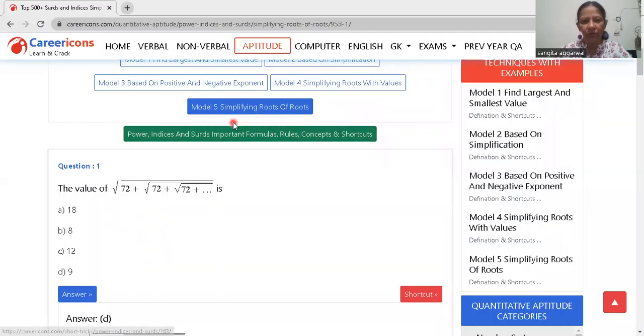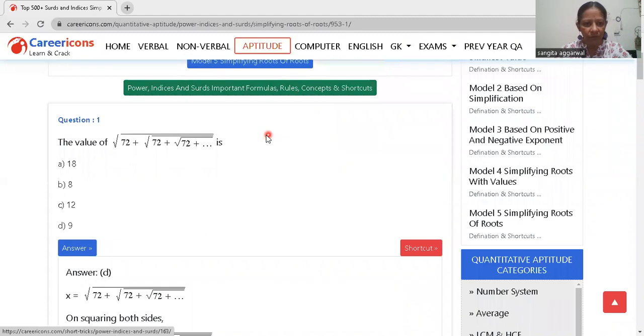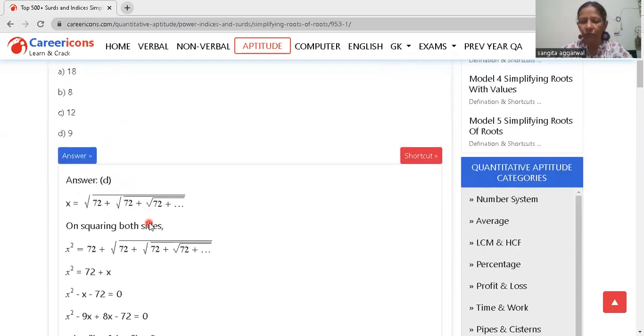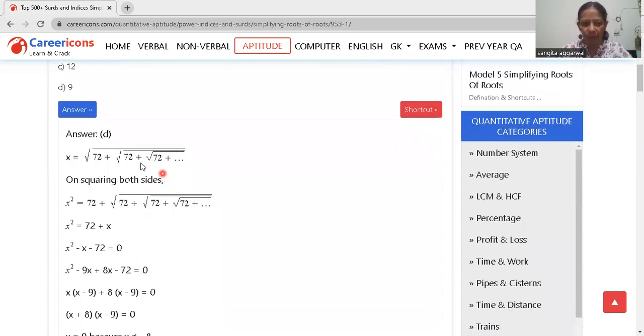Everybody. Today I'm going to teach you the simplification questions, and in simplification we are going to solve the roots of the roots. So let's see how we will solve these. You have to find the value of under root 72 plus under root 72 plus under root 72, and it is going to infinity. Infinity means you have to add under root 72 infinite times, and A, B, C, D are the options given to you. So you have to tick mark the correct option.